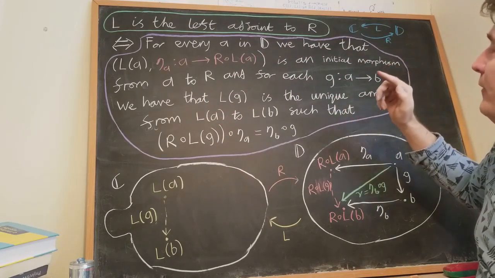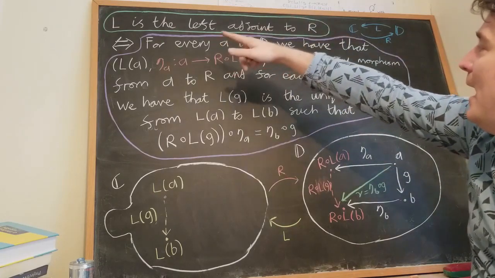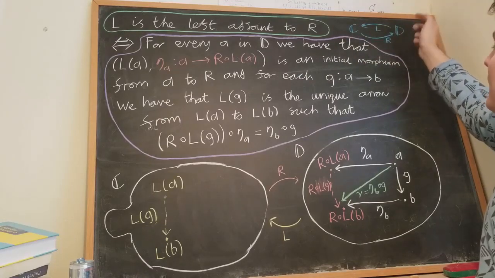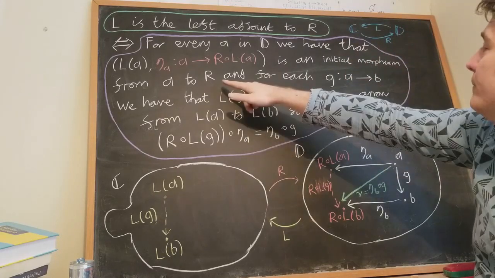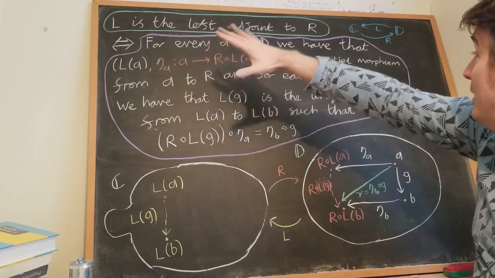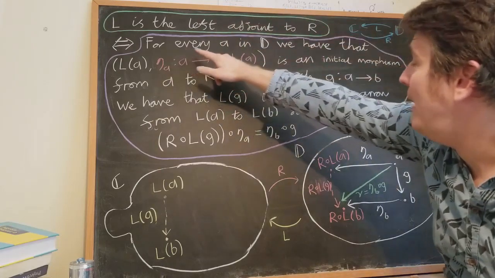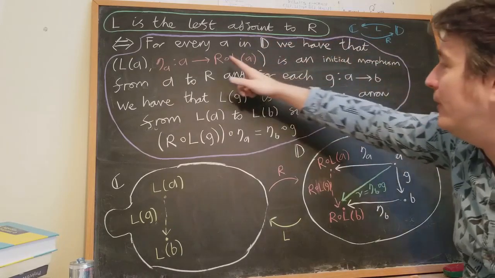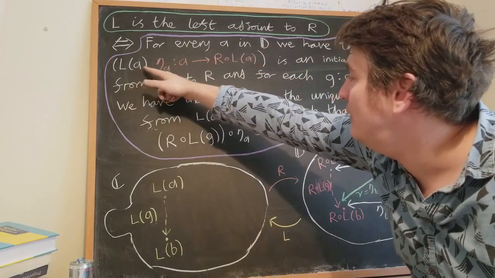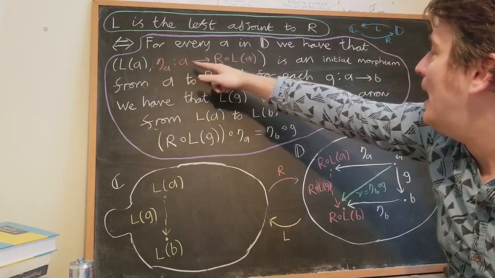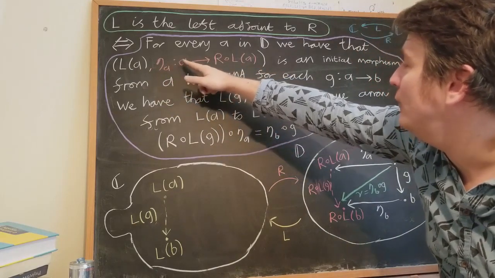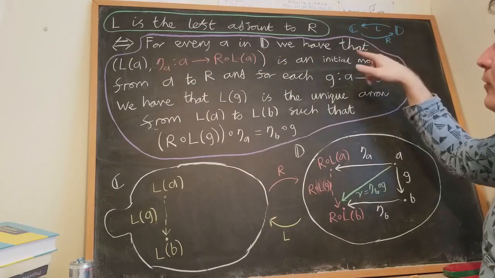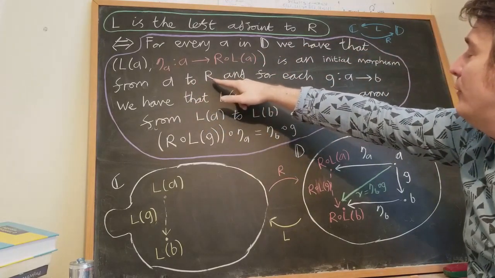Okay, so what does this definition say then? It says that this is an equivalent way to define that L is the left adjoint to R, where we have our usual setup, L going from category D to category C and so on. So we say that L is the left adjoint to R when for every object A in this category D, we have this initial morphism, L of A, comma, eta A, where eta A goes from A to R after L of A. And that's going to be an initial morphism from A to this functor R.